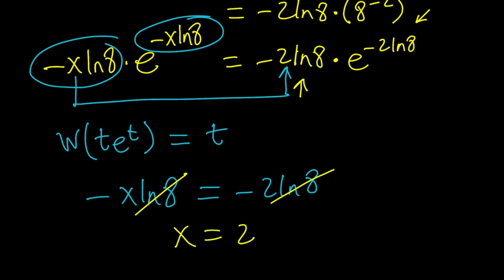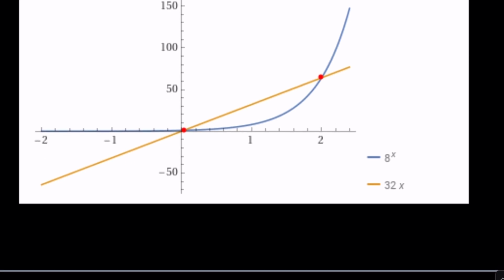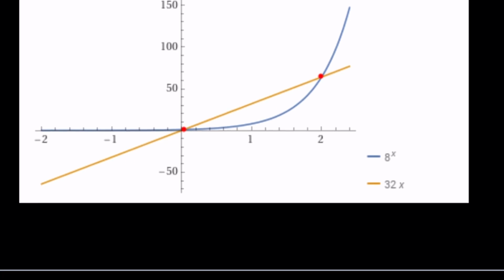But here's the million-dollar question. Is that the only solution? Ta-da! We got to be careful. And the answer is no. Let me tell you why that's not the only solution, and that has to do with some special function we talked about. So here's what happens. First of all, let's take a look at the graph. Notice that the graphs of 8 to the x and 32x intersect at 2 points. So there should be 2 solutions. We only found one of them, which was x equals 2. And obviously that works, right?